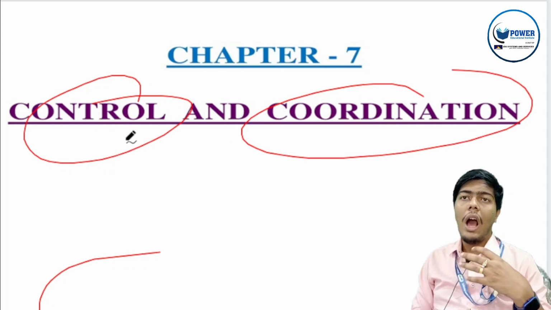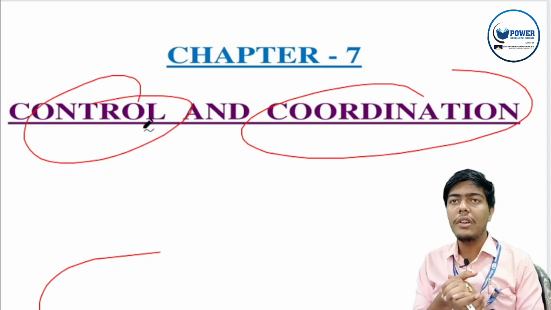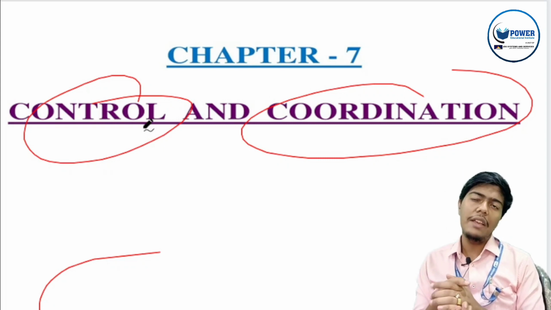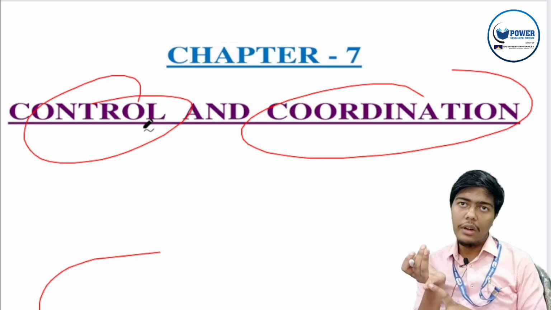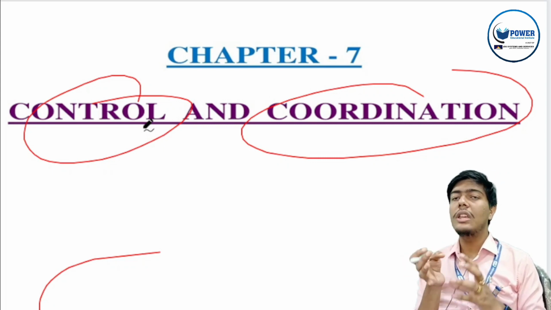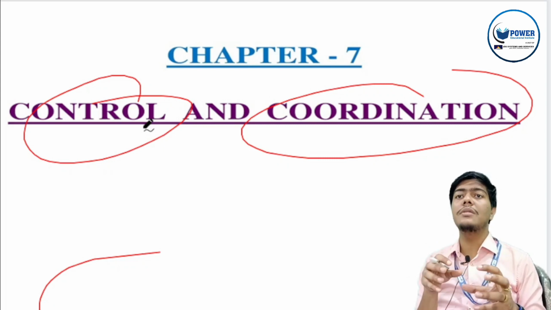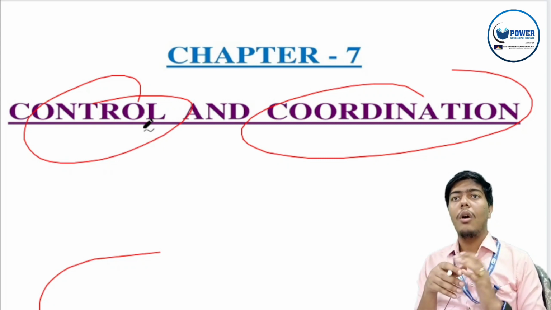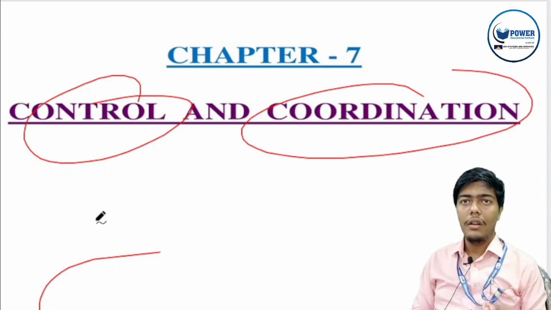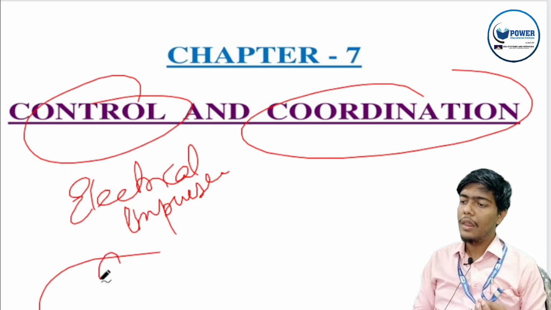Control means our body has many organ systems, as we have learned in the previous chapter, that is life process. In life process we have learned about the digestive system, respiratory system, circulatory system, excretory system. So these systems can be controlled by your body. So these systems are controlled either by some electrical impulses or by some chemical messengers.